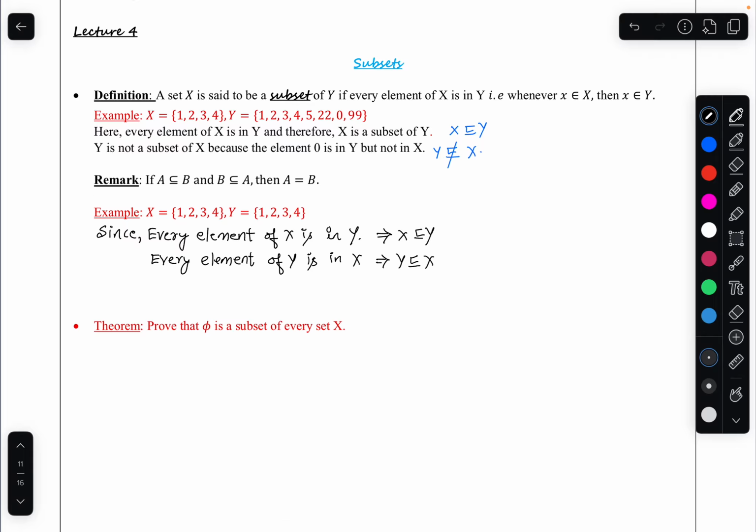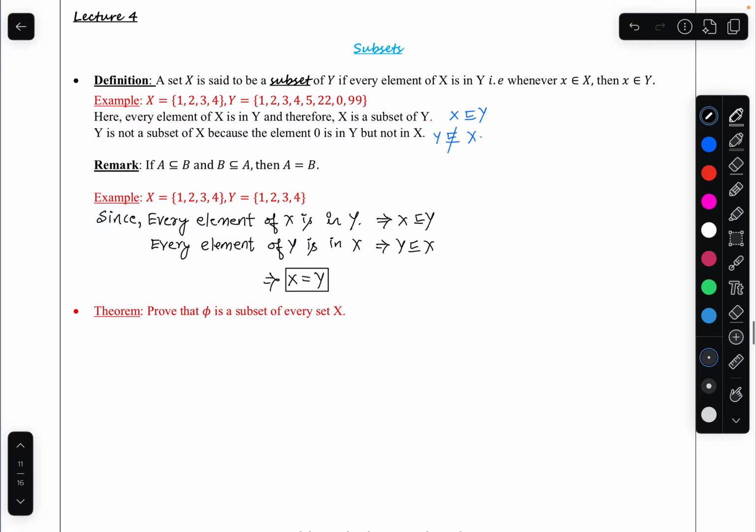And this tells me X is going to be equal to Y. So whenever two sets are such that one is a subset of the other, and conversely also, then X and Y, both of them are equal sets. The two sets are equal. Now, there's one more general remark here.